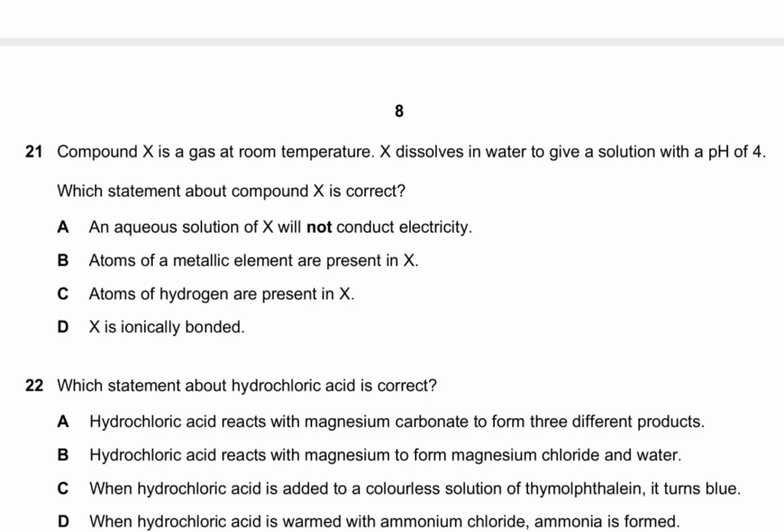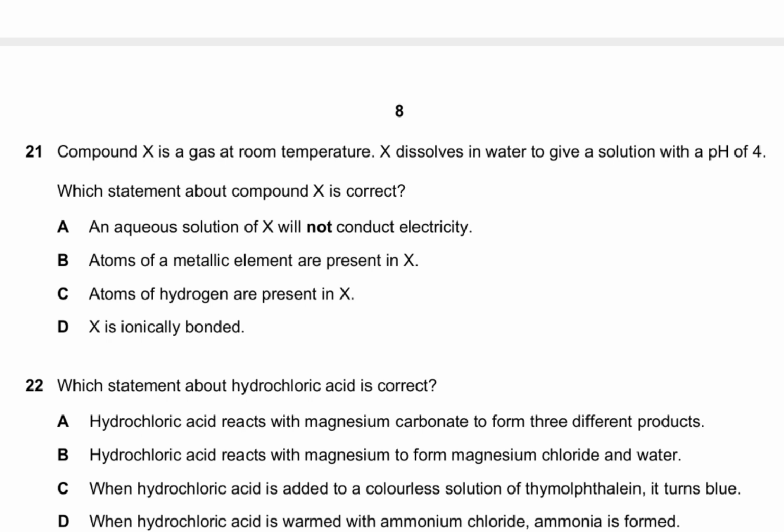Compound X is a gas at room temperature. X dissolves in water to give a solution with pH 4. So which statement is correct? The point here is that when you dissolve X, the pH is altering. That means it is producing hydrogen ions. So the most correct option is C.